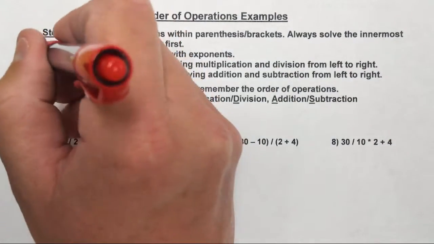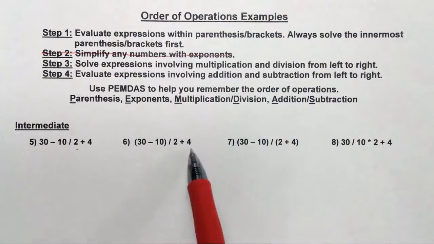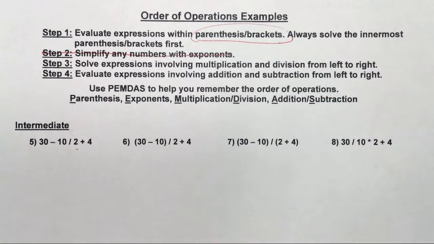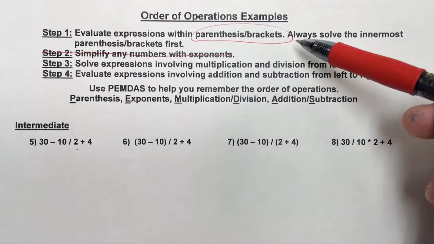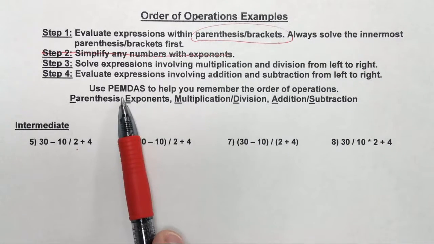So in essence, I'm skipping over step 2 here, which says simplify any numbers with exponents. There aren't any exponents in here, but I am throwing in parentheses, and specifically parentheses. Brackets will be in the expert level problems. So again, I'm going to go over PEMDAS here.